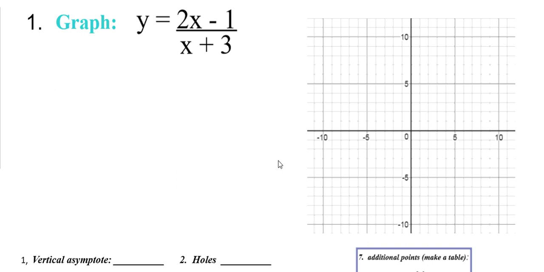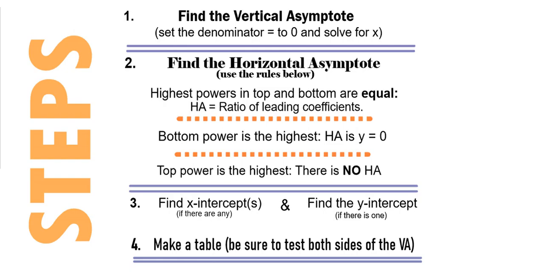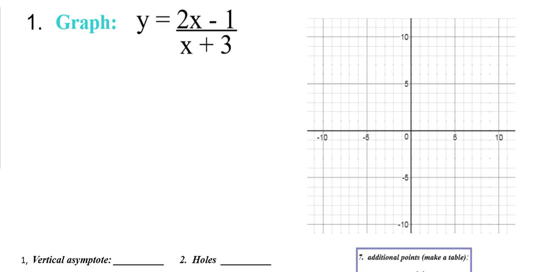And so in your packet, you'll see that we have steps. And so we're going to go ahead and look at step number 1. My steps are on the next page. So step number 1 says find the vertical asymptote. All right, how do we find the vertical asymptote? We set the denominator equal to 0 and solve for x. So let's think about why we would want to do that.